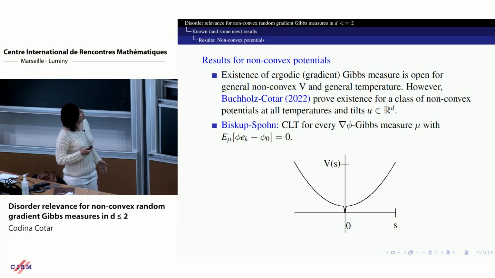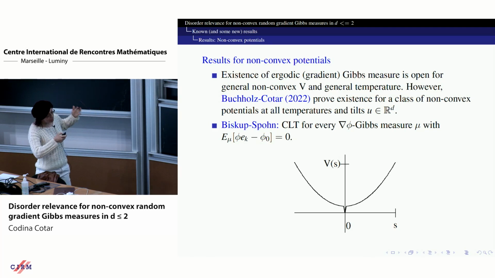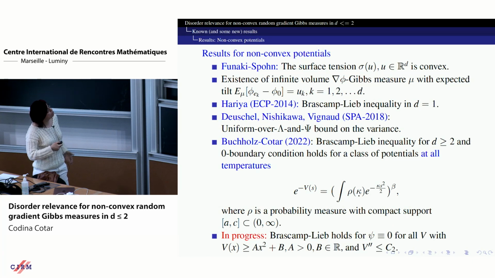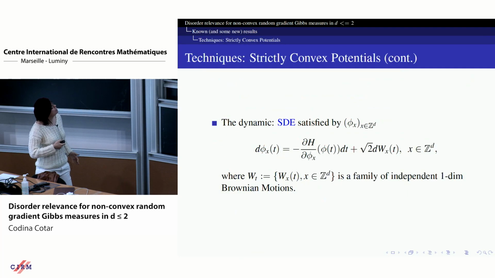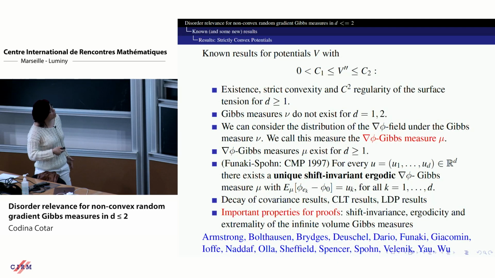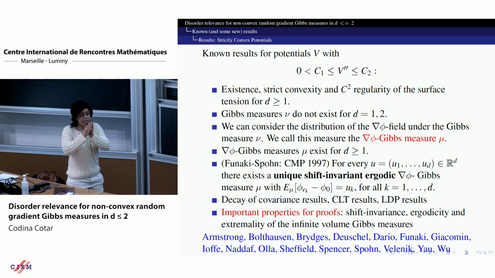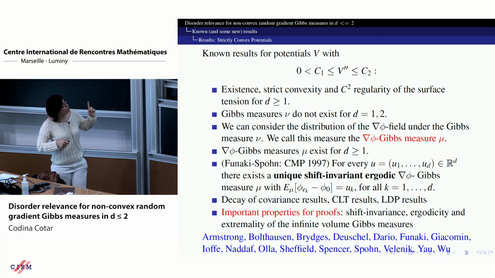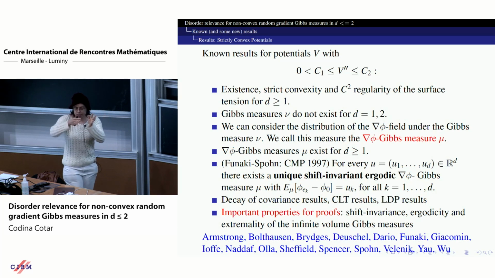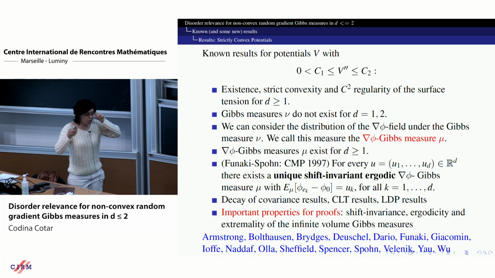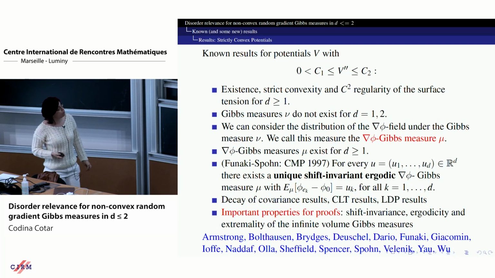We want to know whether, so we've seen that we have an infinite volume gradient Gibbs measure. However, in order to get to the kind of result that Funaki and Spohn were getting, so they were showing that there exists one gradient Gibbs measure which was ergodic, a very important property which they used in the proof. And this is a more delicate issue. You can show existence of a shift invariant gradient Gibbs measure, but we also have to show the existence of one which is ergodic. And this has been open for a long while for non-convex potential.